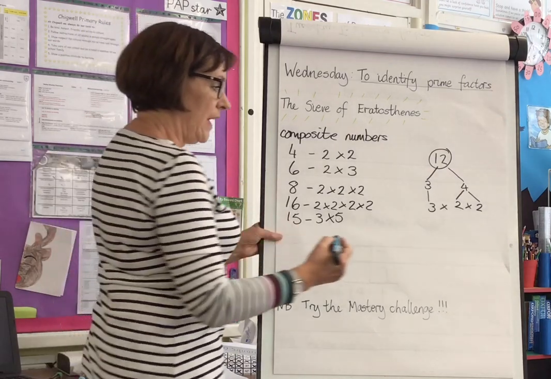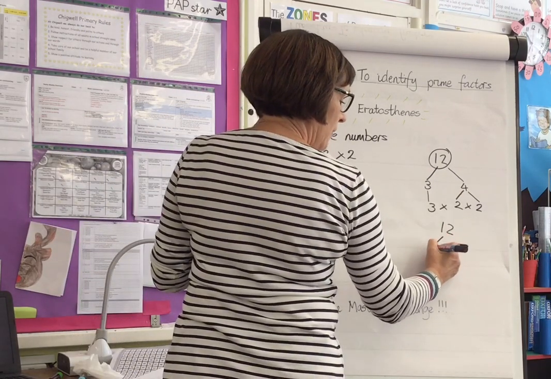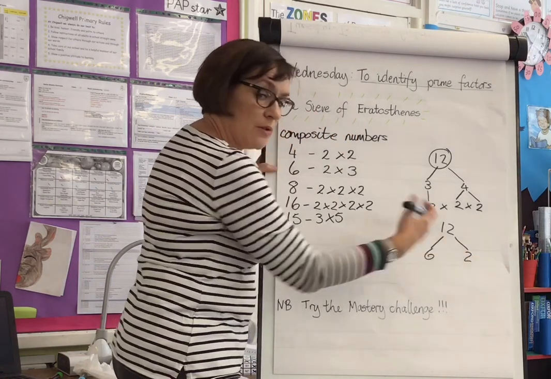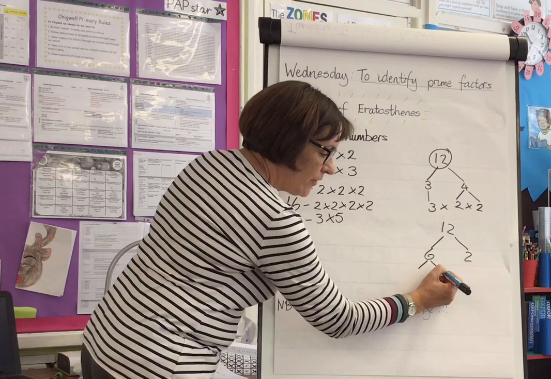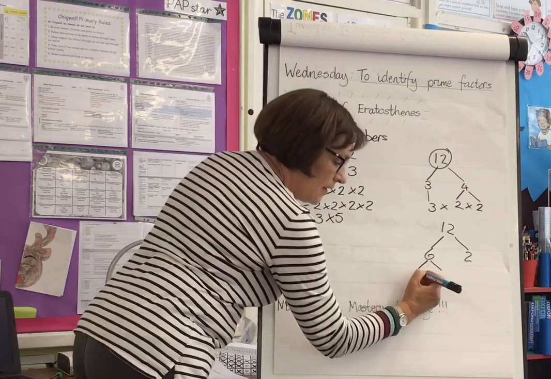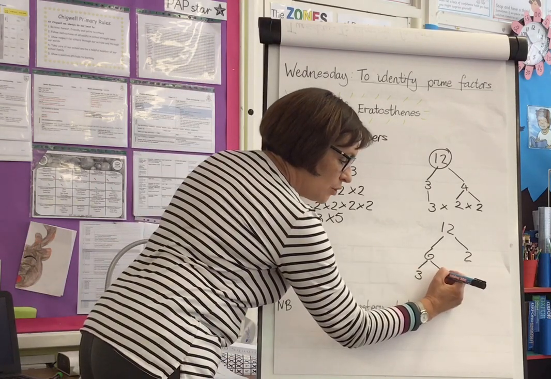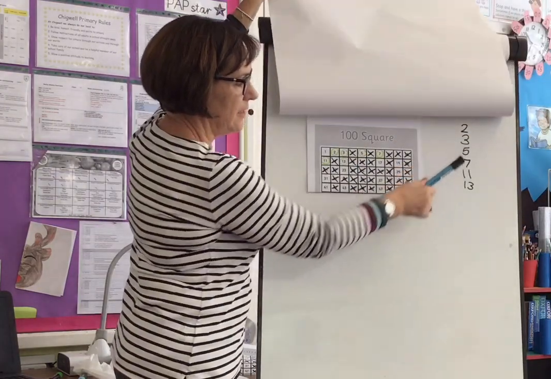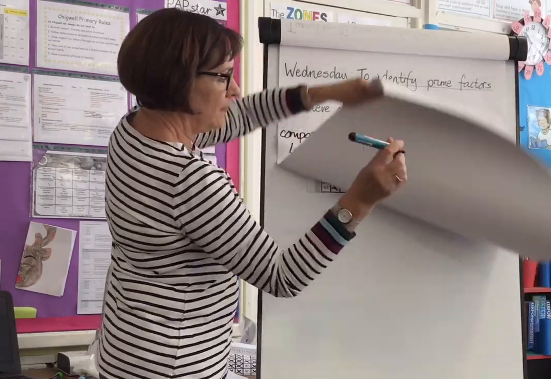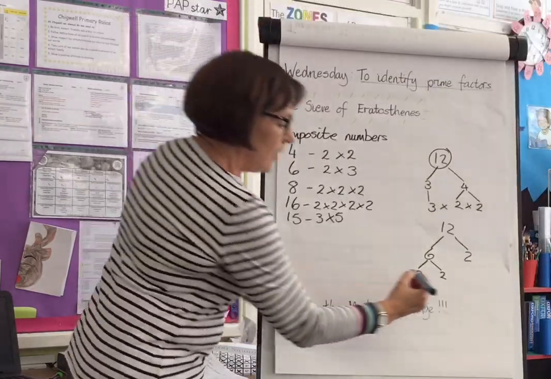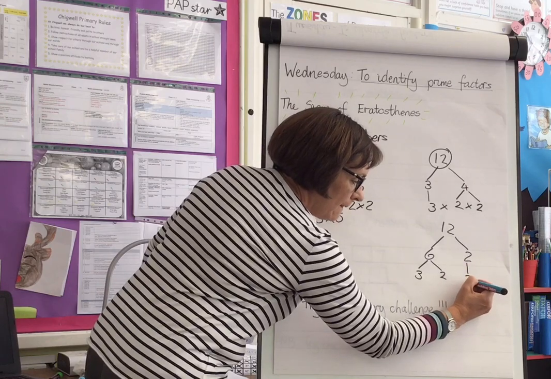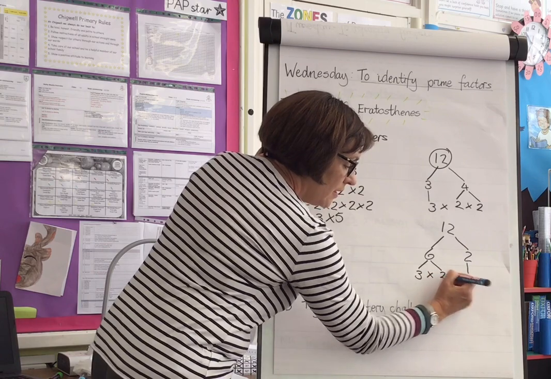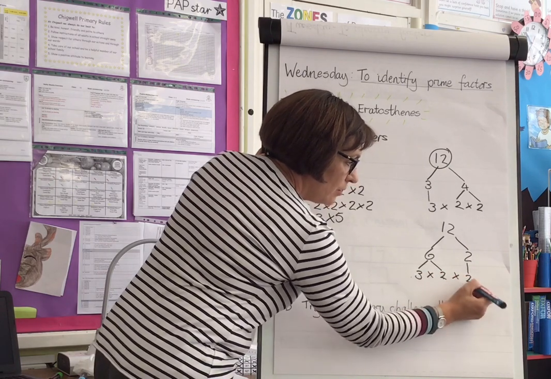Oh, we could try 12 again, where we take 12 and we say 6 times 2. Now, 2 is a prime number, so that's fine, but 6 we need to factorise. We could make 6 3 times 2. Is 3 a prime number? Let's just double check. Let's go back here. Yes, it is. Is 2 a prime number? Yes, it is. So I'm going to bring this one down, and that gives me my prime factorisation. 3 times 2 is 6, times 2 is 12.